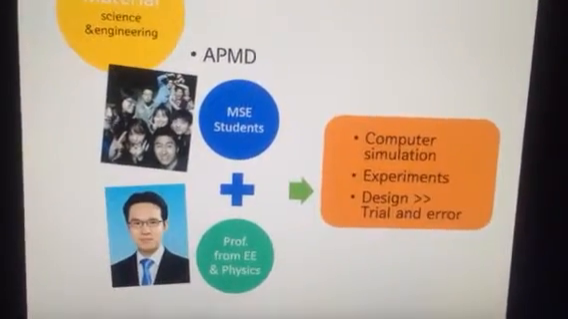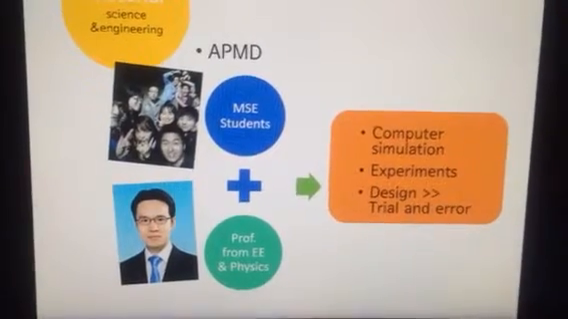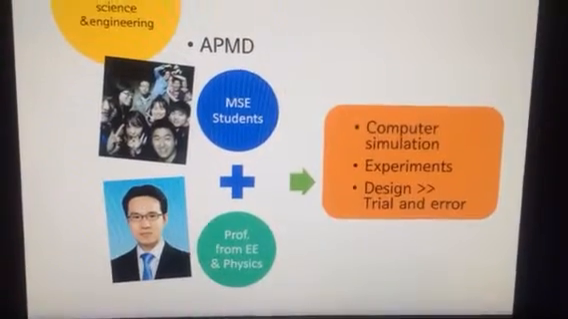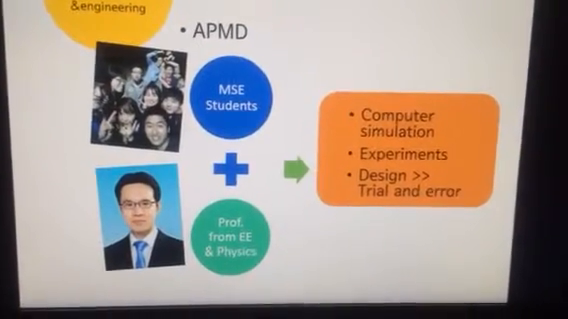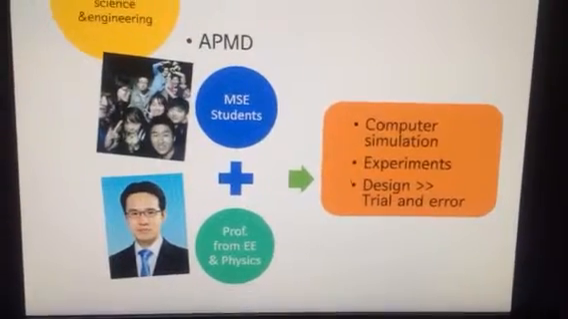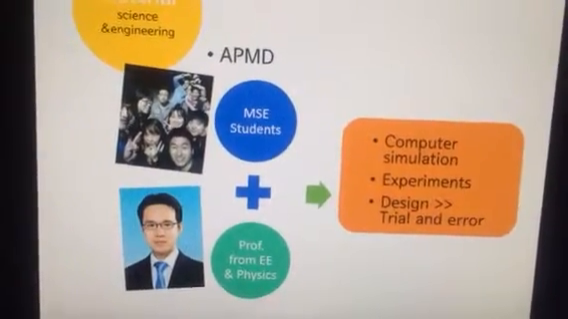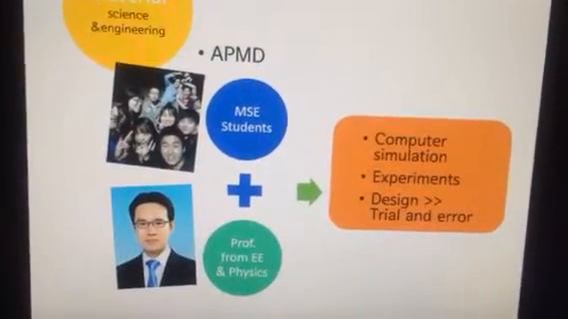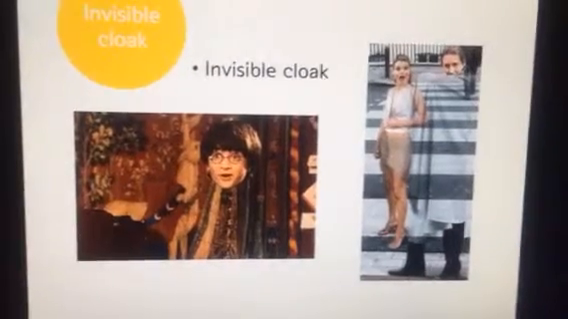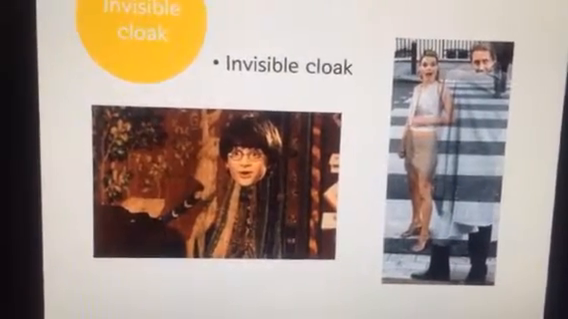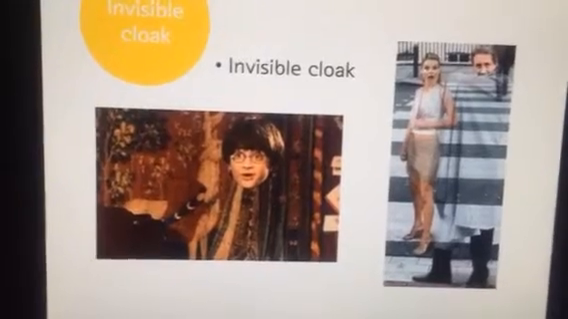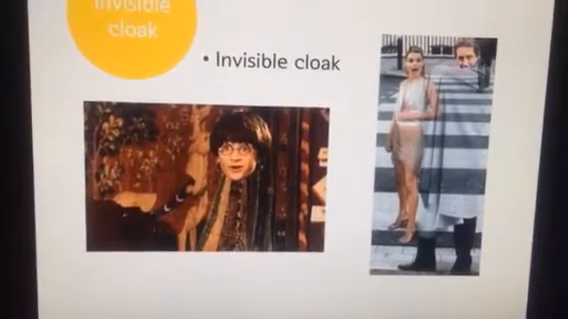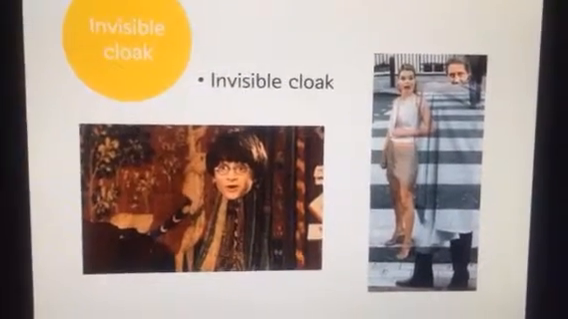It is because our professor majored in both electrical engineering and physics. So in our lab, we do computer simulation like physics or electrical engineering labs, and based on that simulation result, we do experiments. So we are far from trial and error processes. Until now, I introduced my research field and how unique it is. Now I will introduce how to make a real invisible cloak.